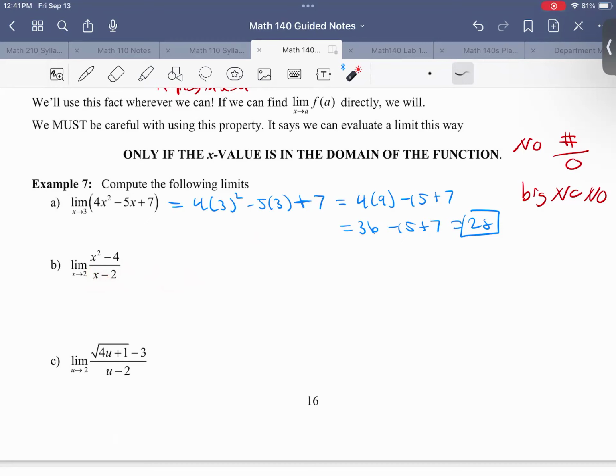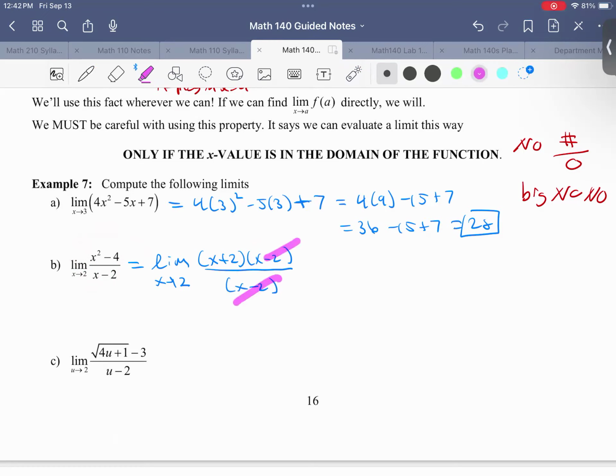So what you've got to do is use some algebra. I noticed that I can factor this top into something. So limit as x approaches 2 of, I can factor x squared minus 4 into x plus 2 and x minus 2, all over x minus 2. And I notice that I can cancel these guys out. So notice how I'm continually writing the limit as x approaches 2. If you don't write that, it will be wrong.